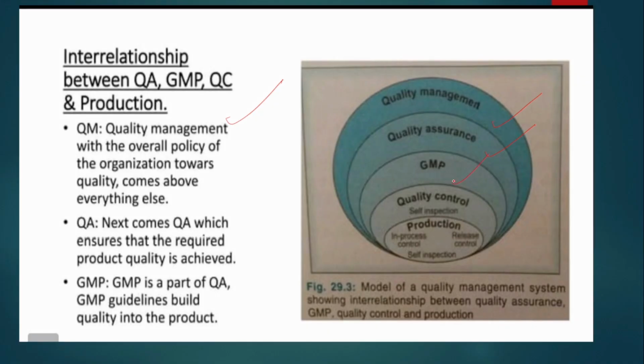Coming to GMP, good manufacturing practice is a part of the QA, providing specific guidelines to build quality into the product during manufacturing. Quality control involves testing and inspection to verify product quality at different stages. Next, coming to the production, it is the innermost layer where the actual manufacturing process happens, including in-process checks and self-inspections to maintain quality throughout the production. This shows that each layer supports the next, forming a comprehensive quality system in manufacturing.